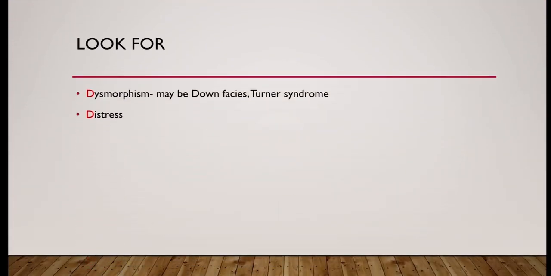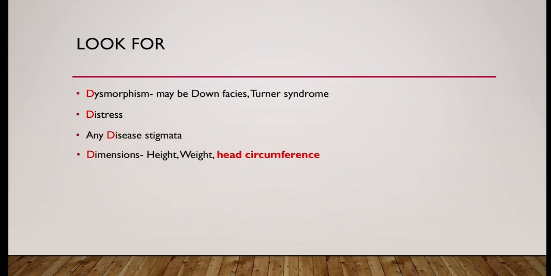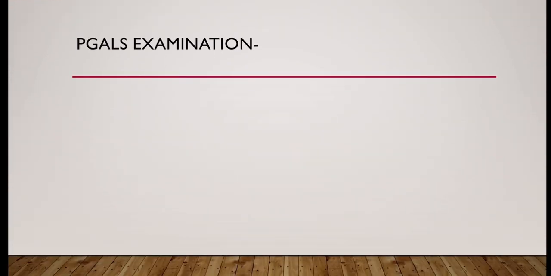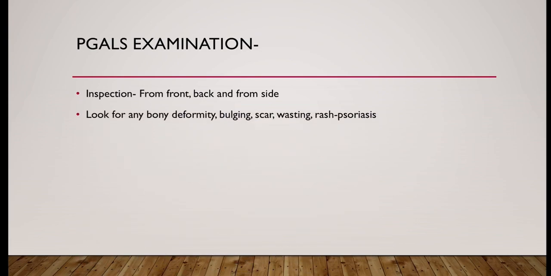Look for dysmorphism, distress, any disease stigmata, and measure the height, weight, head circumference, and surroundings. Any device there or not, any drugs there or not. Then do pGALS examination, which starts from inspection, from front, from back, and from side.